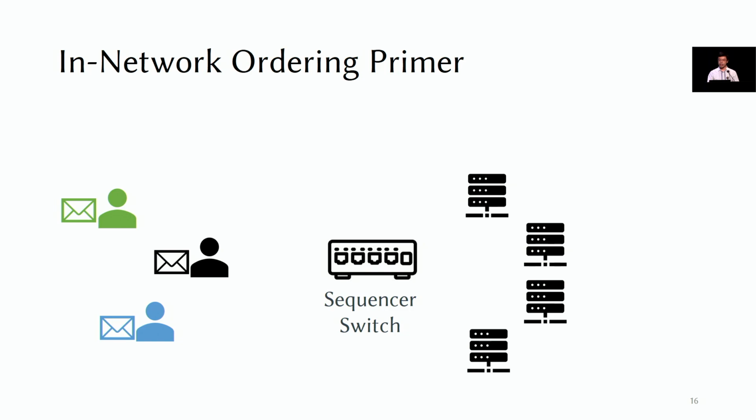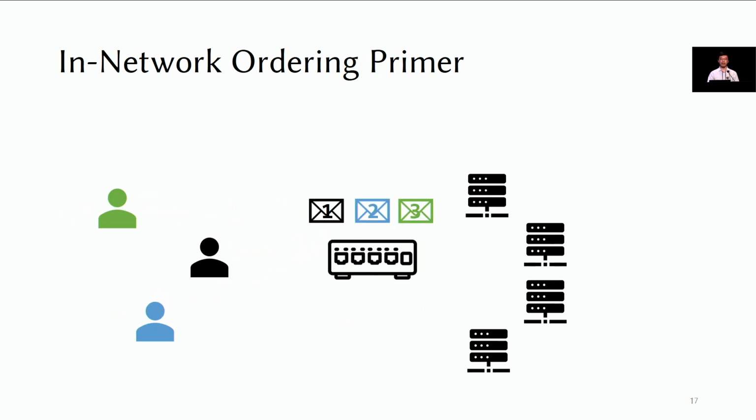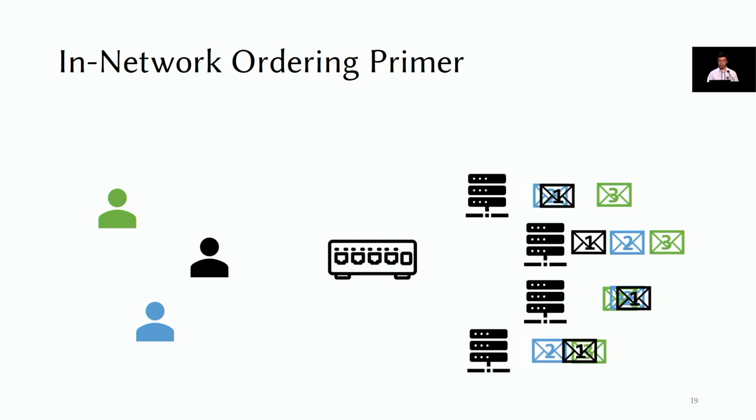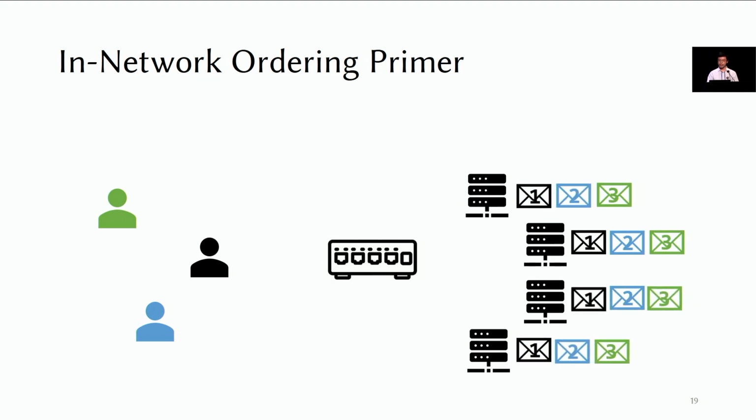With in-network ordering, there is a programmable switch that forwards all client messages and serves as the sequencer. When clients send messages, they first arrive at the sequencer switch, and the sequencer assigns each message a sequence number based on their arrival order. Then the sequencer broadcasts client messages to replicas. When replicas receive the messages, they deliver them to the application in the order of the message sequence numbers. So the messages are always delivered to every replica in the same order.